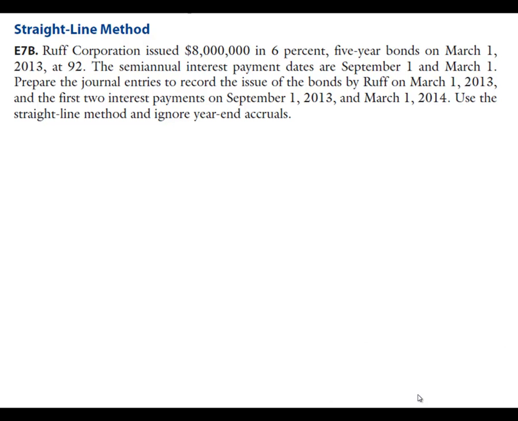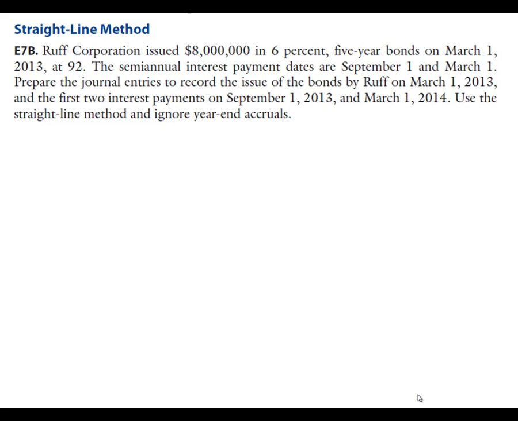In this example, we're going to look at another issue of bonds using the straight line method. And this time, we're going to be looking at what happens when we issue at a discount. So we have Ruff Corporation, and they issued $8 million in 6% 5-year bonds on March 1st at 92.